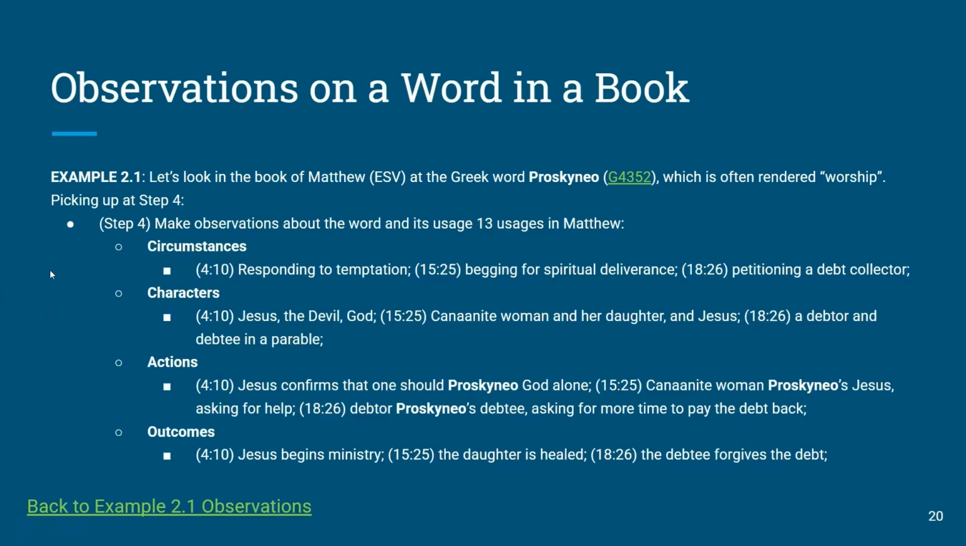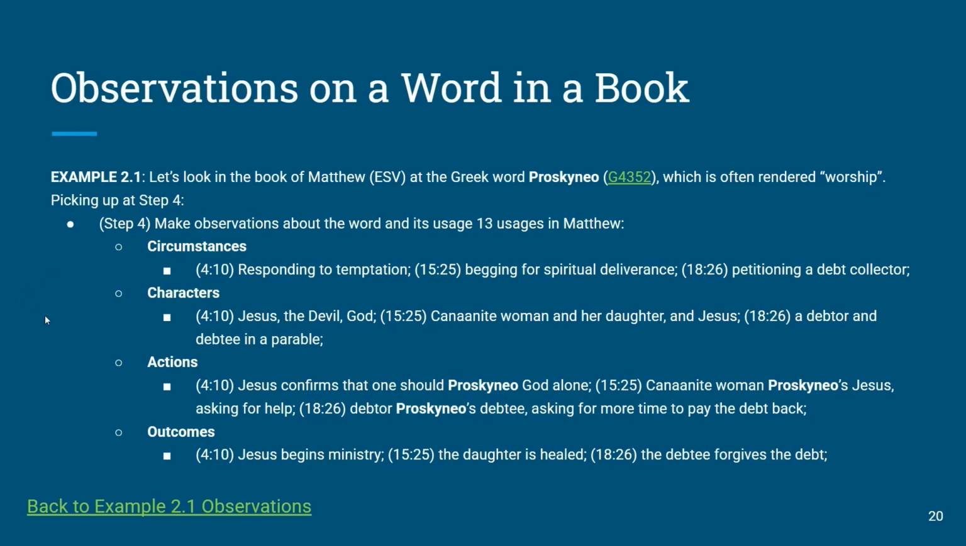First, regarding circumstances, we can see that in chapter 4, verse 10, Jesus is responding to temptation by the devil while he is in the wilderness. In chapter 15, verse 25, a woman is begging Jesus for spiritual deliverance on behalf of her daughter. In chapter 18, verse 26, there is a story being told about a petitioning of a debt collector.